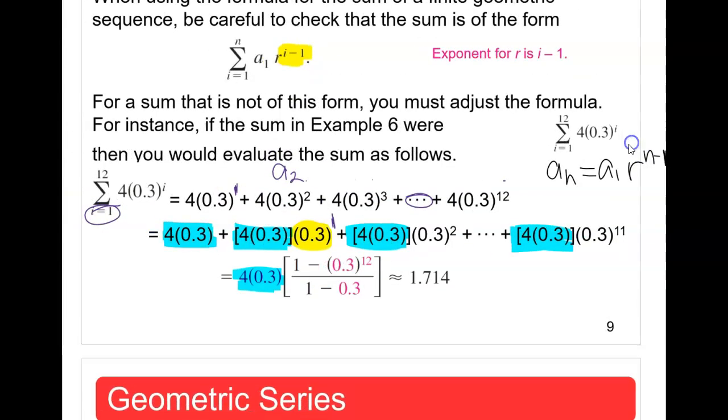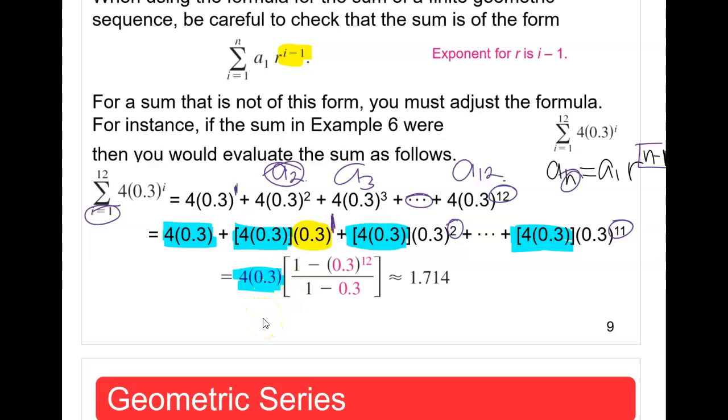So the formula still holds in the sense that the exponent is still 1 less than the subscript. So you could see here we have for a sub 2, the exponent of the common ratio is a 1. For a sub 3, the exponent of the common ratio is a 2, and so on. And for the last one, here for the 12th term, a sub 12, the exponent for that common ratio is 11, which is 1 less than 12 as well. So the formula changed just in the way we chose the first term: it is 4 times 0.3, not only 4.